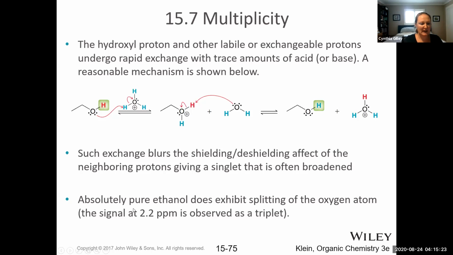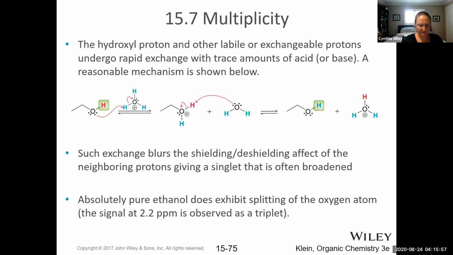However, if you do get an absolutely pure sample of ethanol, meaning there's not even a trace, not even the smallest amount of acid or base present whatsoever, it's rigorously purified of any acid or base, then you can see splitting between the hydrogen on the oxygen and its neighbors. It will actually be around long enough to split its neighbors.